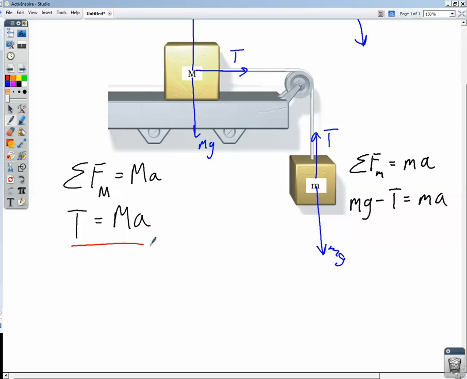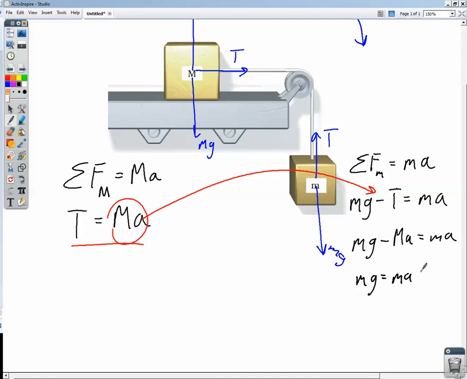So we can go ahead and plug that in all the way over here for t. So let's go ahead and do that. We end up with mg minus big M a is equal to little m a. We're solving for acceleration here, so let's get acceleration together on the same side. So we've got mg is equal to little m a plus big M times a. Factoring out an a, we have mg is equal to a times little m plus big M.